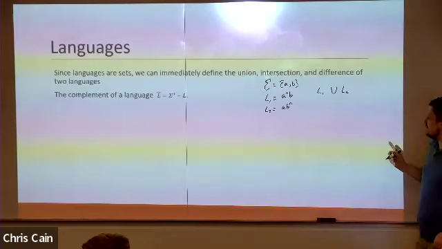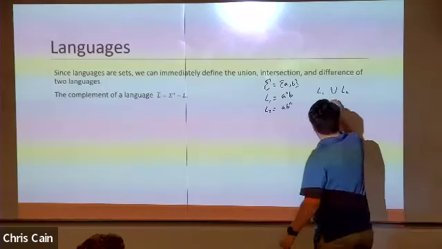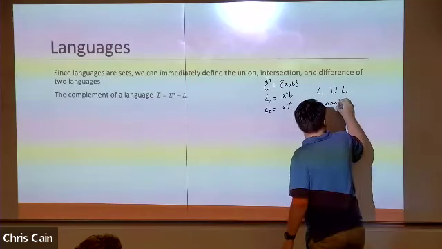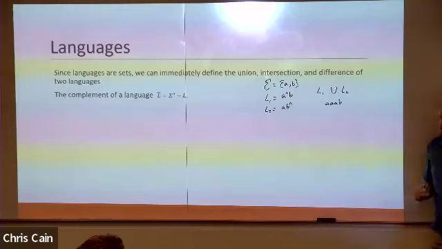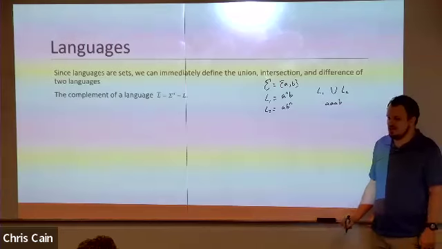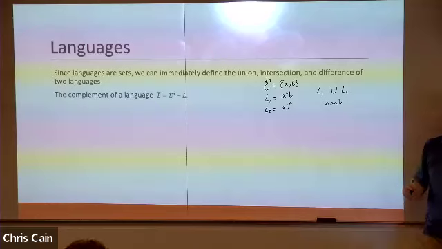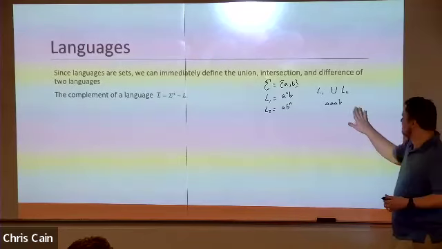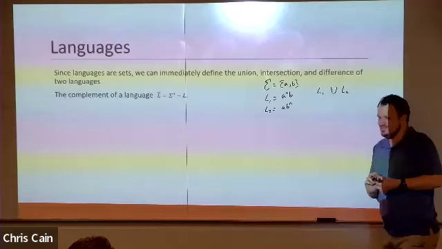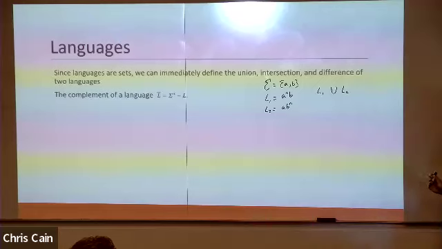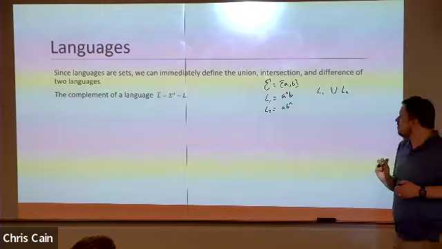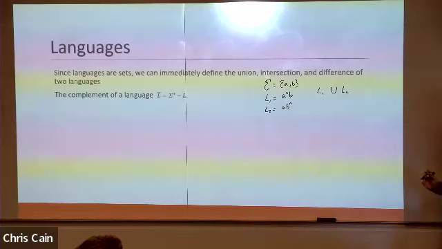That's a good idea. It's a good place to start. Is AAAB in the union of these languages? Yes, because it's a member of L1. Remember that a union is a member of one, a member of the other, or a member of both. Can you just do A to the N, and then B to the M? A to the N, B to the N, where N is greater than or equal to 1. Not quite. It's a good guess.